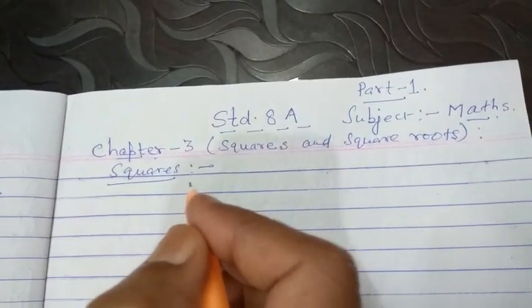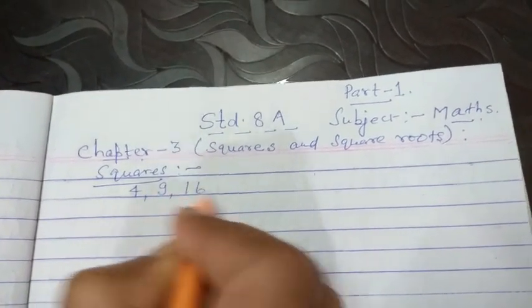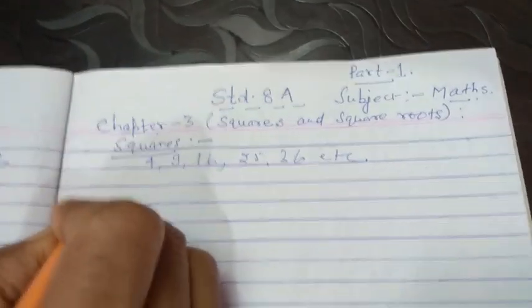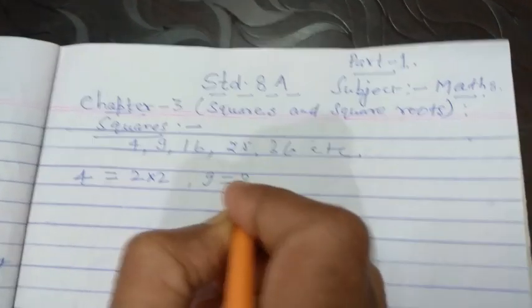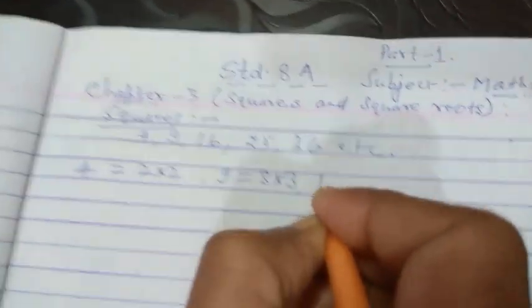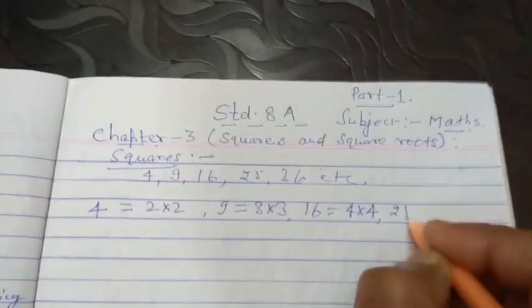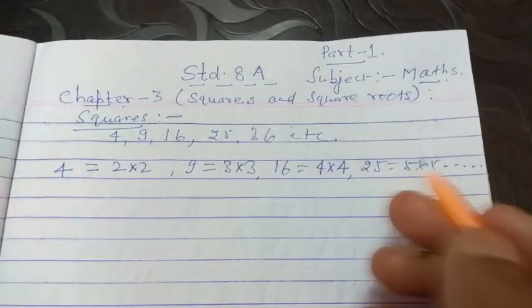If you look at the numbers 4, 9, 16, 25, 36, etc., we see that 4 is written as 2 into 2, 9 is written as 3 into 3, 16 is 4 into 4, 25 is 5 into 5, and so on. So these numbers are known as square numbers.